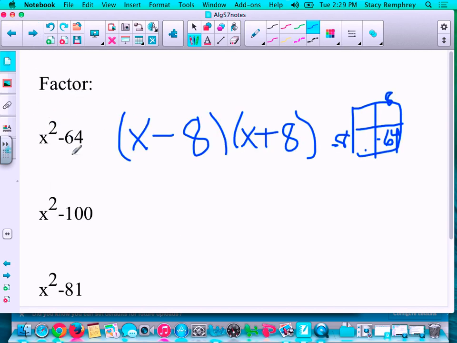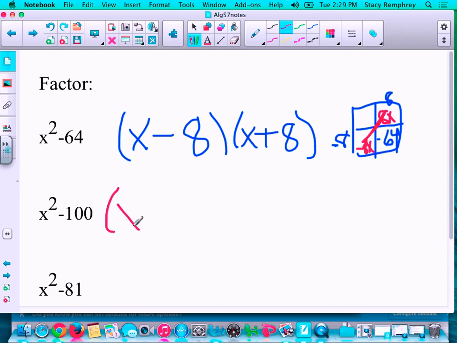So over here I have x squared minus 64. I want the terms, let me change the color here, to cancel out here. I need to make sure that when I add these two, that they add to be 0. That's the difference here. Usually you guys look for that middle term. The middle term here is 0.